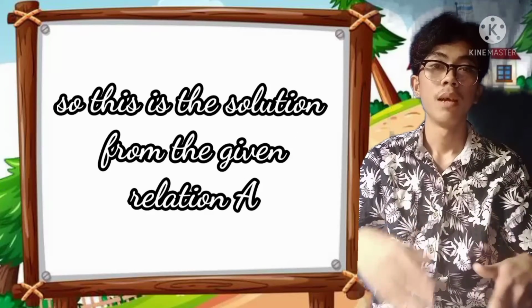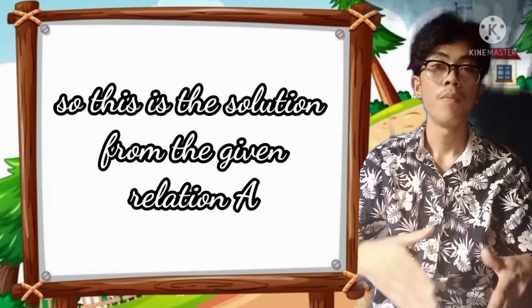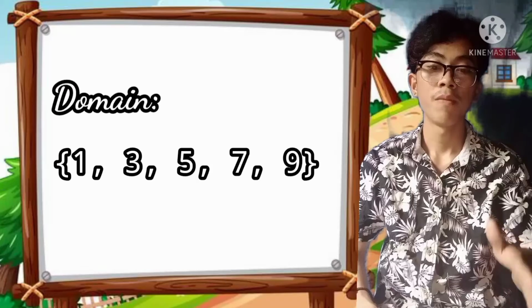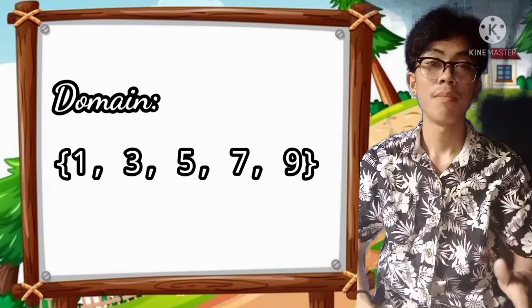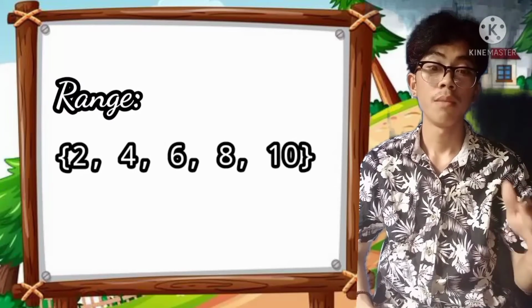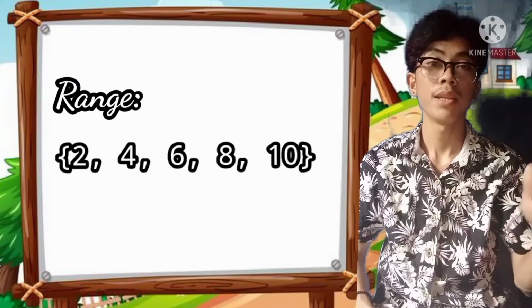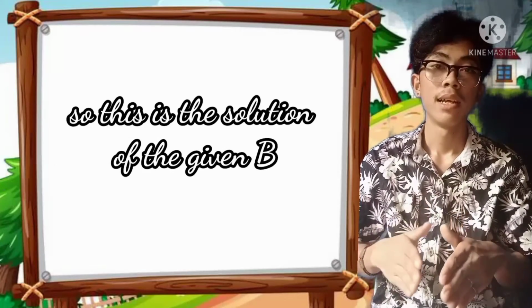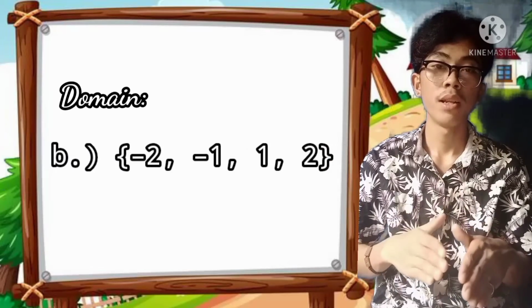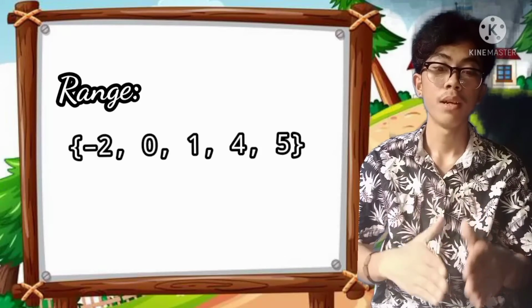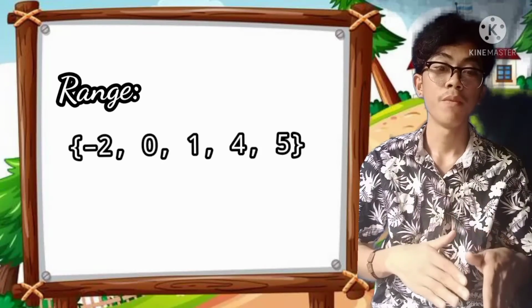So, this is the solution from the given relation A. The domain: 1, 3, 5, 7, 8. The range: 2, 4, 6, 8. This is the solution from the given relation B. The domain: negative 2, negative 1, 1, 2. The range: negative 2, 0, 1, 4, and 5.